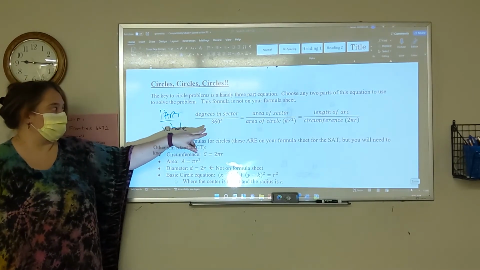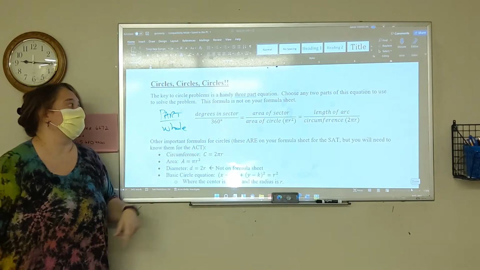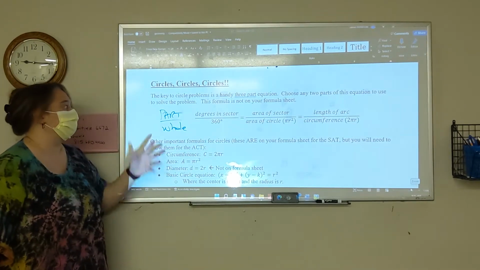So we have the degrees and sectors. If they give you an angle, that's where it goes. Your angle over 360, and that's equal to the area of the sector. Now, what do we mean by area of sector?